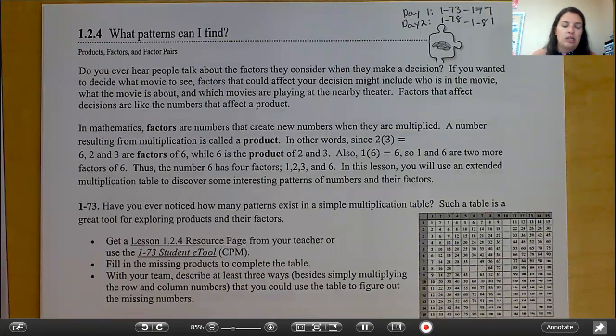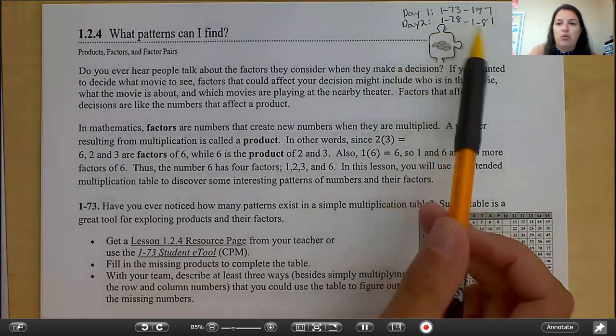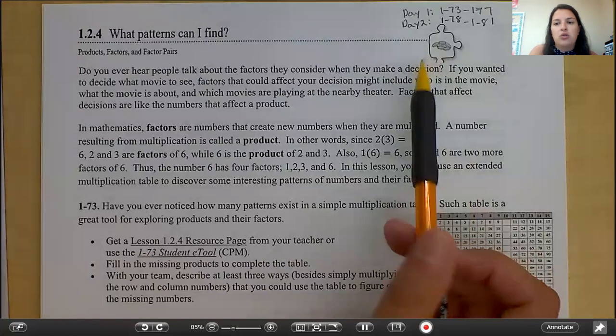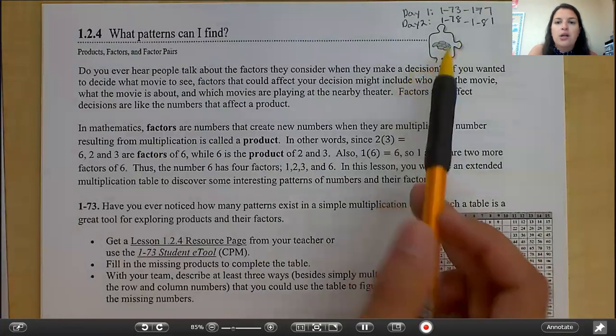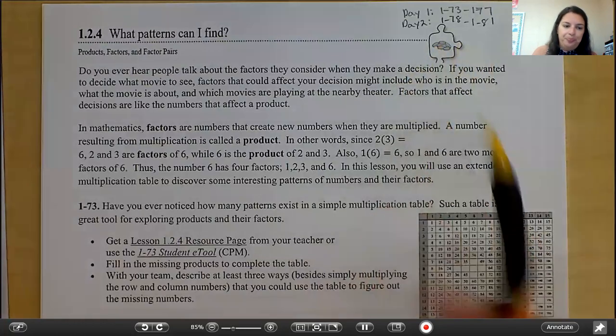In this lesson, you will use an extended multiplication table to discover some interesting patterns of numbers and their factors. So today's lesson is a 2-day lesson. If you are missing day 1, we're going to be working through problems 173 through 177. If you're missing day 2, you want to fast forward ahead in the video to where I say that we're starting day 2, which is problems 178 through 181.